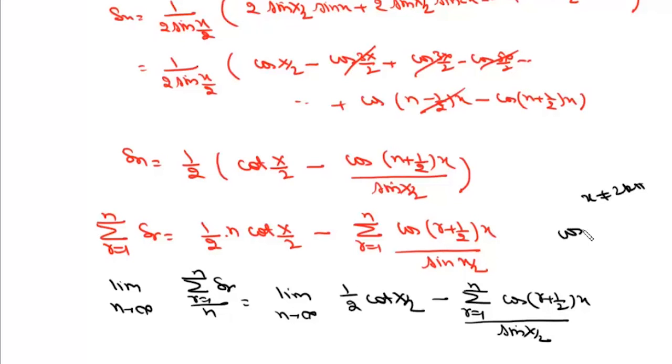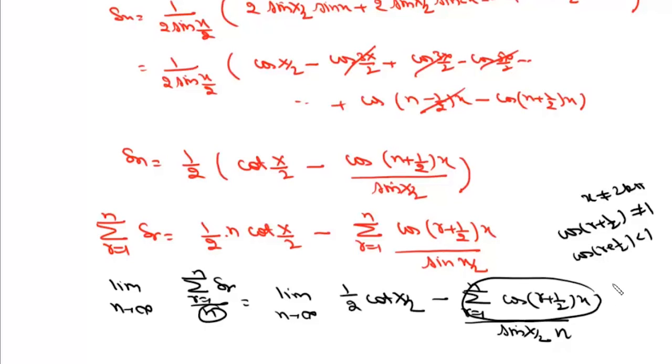And in the question it is given that x is unequal to 2k pi. That means this cos r plus 1 by 2 x is not equal to 1. That means this cos r plus 1 by 2 x is less than 1. So this summation, here we'll also have this n. This summation will be less than n and in the denominator we have n. So value of this limit when n tends to infinity will be 0. So answer to this question will be simply 1 by 2 cot x by 2.